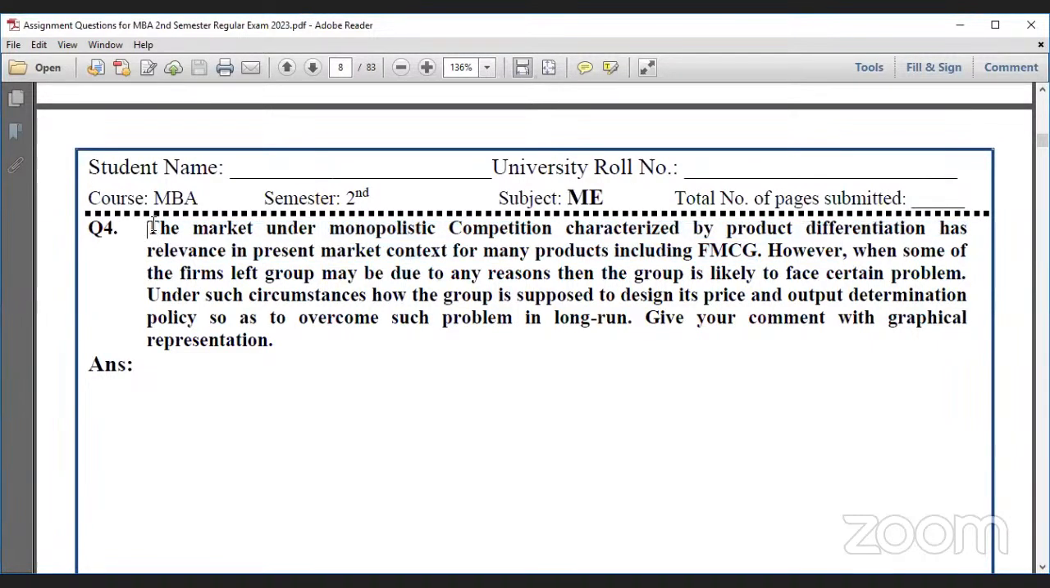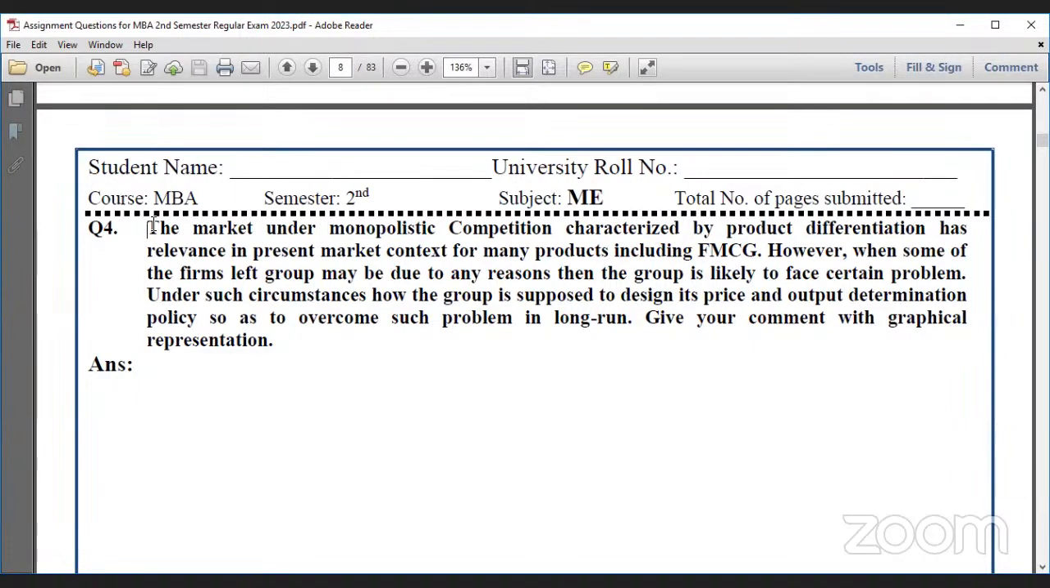Okay. These are not at all difficult. So the market under monopolistic competition characterized by product differentiation has relevance in present market context for many products, including FMCG. However, when some of the firms left the group, maybe due to any reason, then the group is likely to face certain problems. Under such circumstances, how is the group supposed to design its price and output determination policy so as to overcome such problems in the long run? Give your comment with the graphical representation.